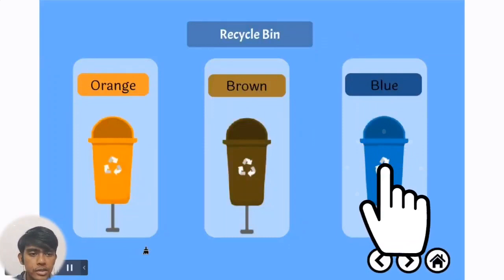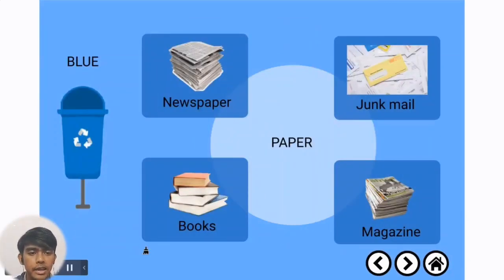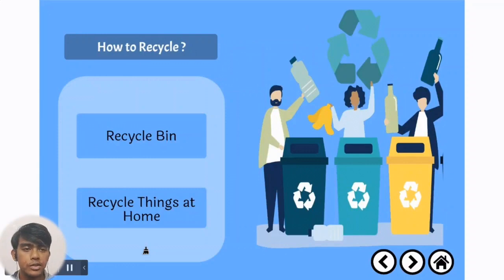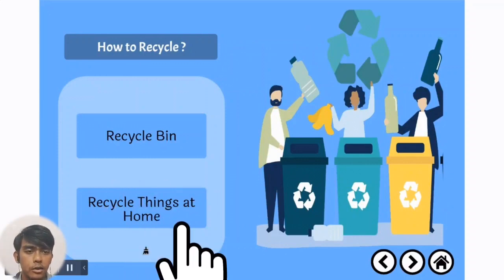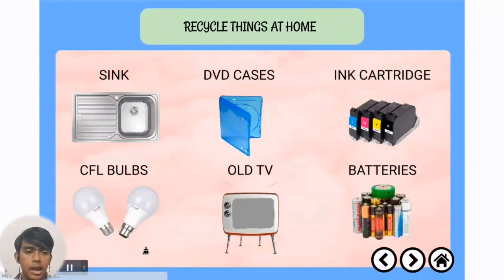Next, when the user clicks on the blue recycle bin, the screen will show the items that can be recycled and put into the recycle bin, for example items made of paper. The screen shows how the recycling process of paper is done. When the user chooses the recycle things at home button on the how to recycle screen, the screen will display the list of items that can be recycled at home.